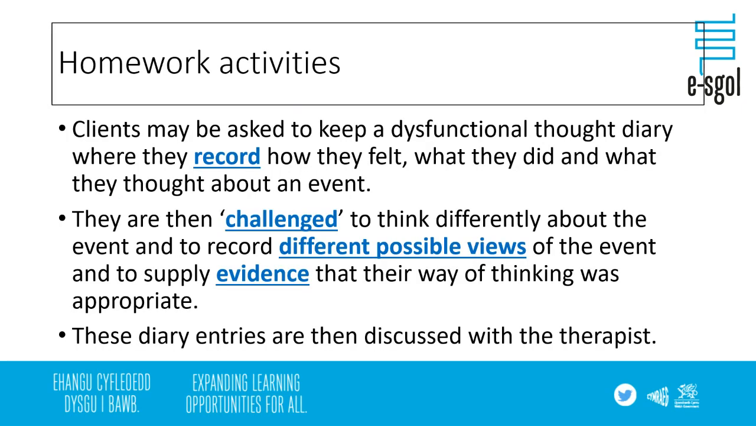So homework activities, the first thing is keeping a dysfunctional thought diary. Now you might recognise this because this is also in the AS specification. The dysfunctional thought diary is just a diary, a book, where they record how they feel, what they did, and what they thought about an event. It literally is a diary of your thoughts. Then what happens is they are challenged to think differently about the event and record different possible views of the event. And then, this is the important bit, supply evidence for the way that they were thinking.